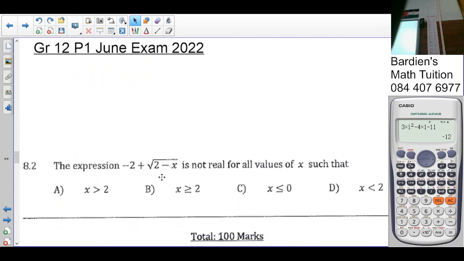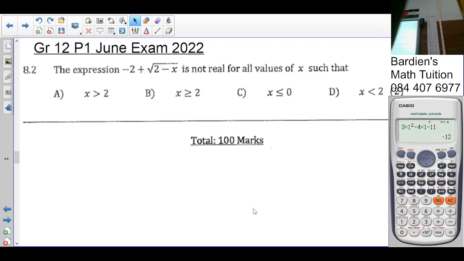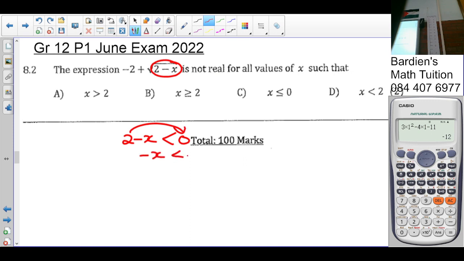And the last question, 8.2, says, the expression negative 2 plus the square root of 2 minus x is not a real number for all values of x such that. So this will be non-real if under the root is negative. So in other words, 2 minus x has to be less than 0. Negative x is less than negative 2, so x has to be greater than 2, which makes the answer A.